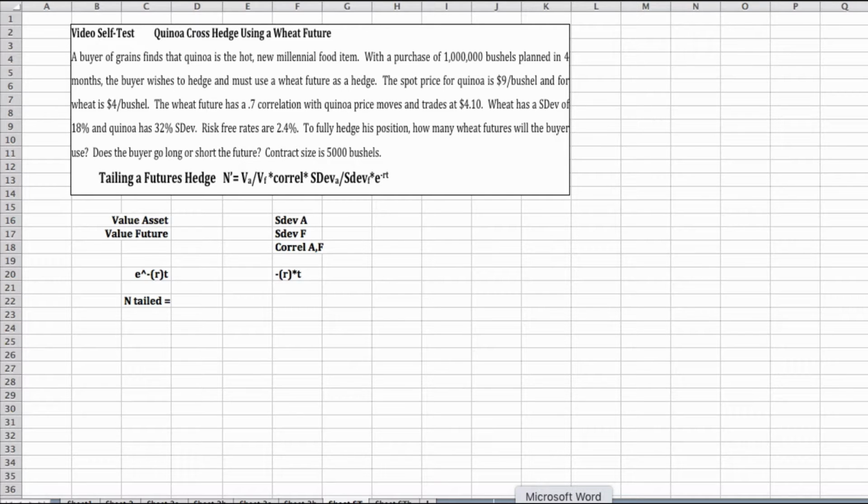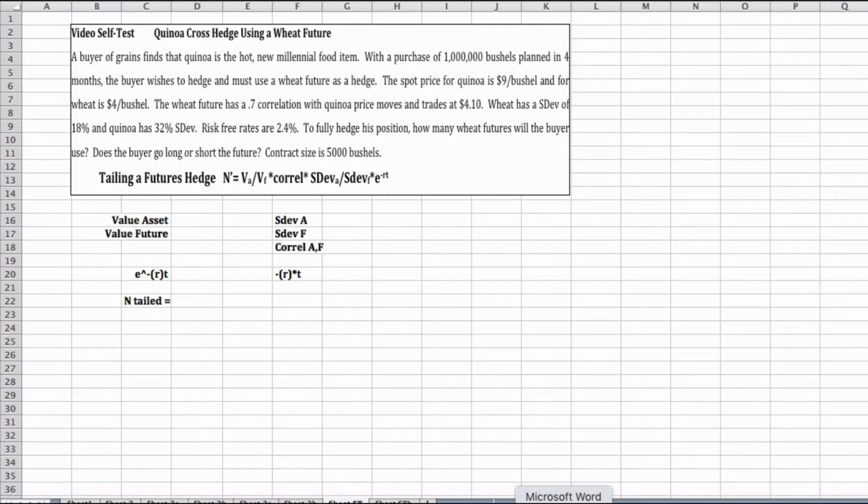But new millennial grain of choice. And we are purchasing 1,000,000 bushels. And it's going at a high rate of $9 a bushel. There is no future for that. So looking around, the wheat future seems to be one that could be used.